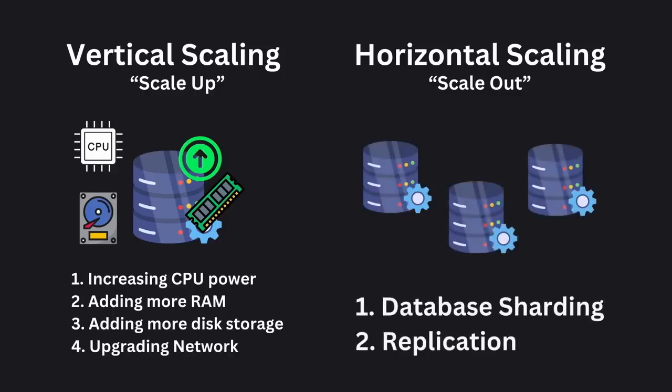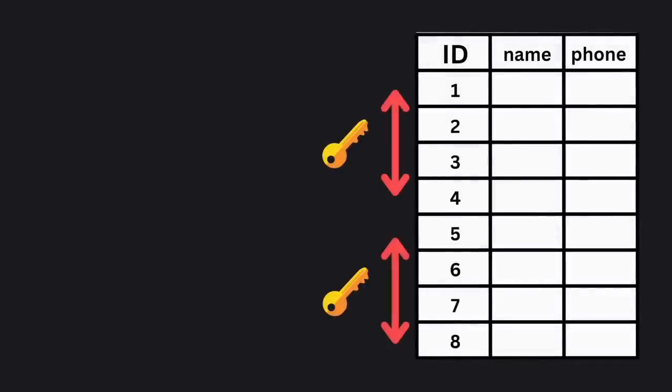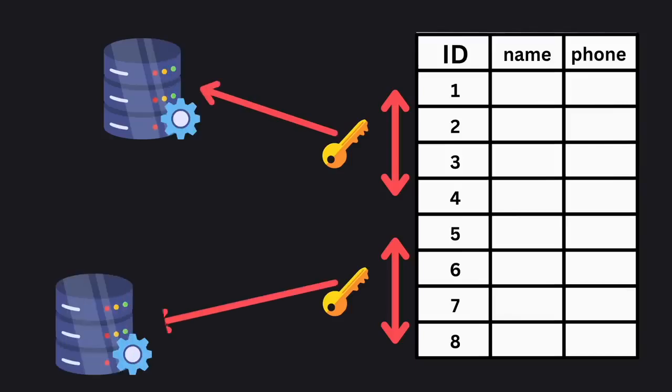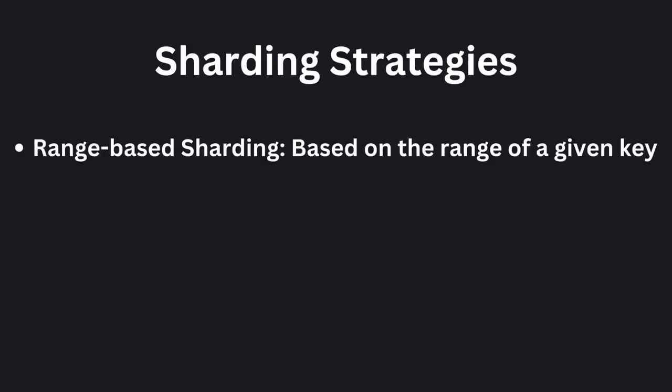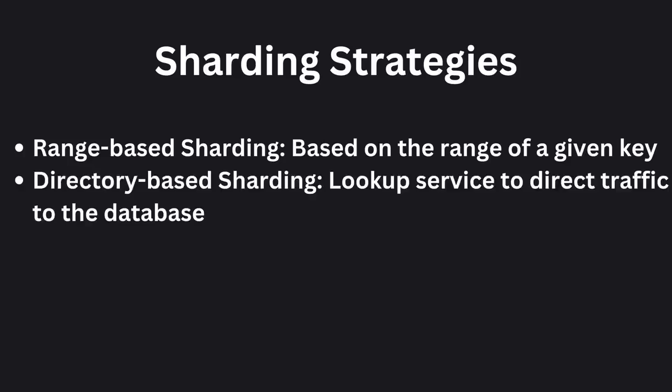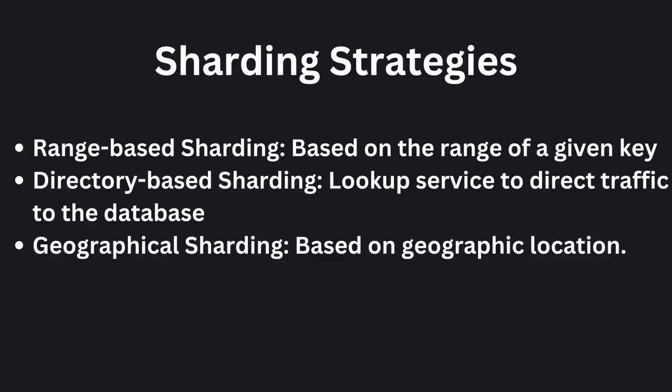Databases that support horizontal scaling distribute data across a cluster of machines. This could involve database sharding or data replication. The first option is database sharding, which is distributing different portions, or shards, of the dataset across multiple servers. This means you split the data into smaller chunks and distribute it across multiple servers. Some of the sharding strategies include range-based sharding, where you distribute data based on the range of a given key, directory-based sharding, which is utilizing a lookup service to direct traffic to the correct database. We also have geographical sharding, which is splitting databases based on geographical locations.